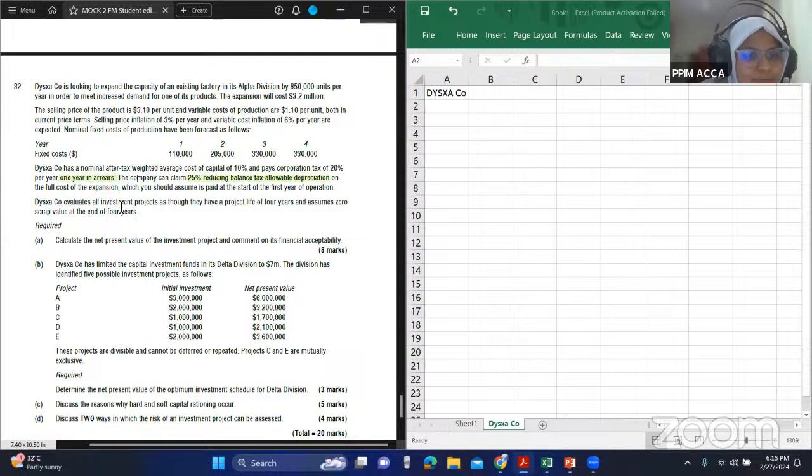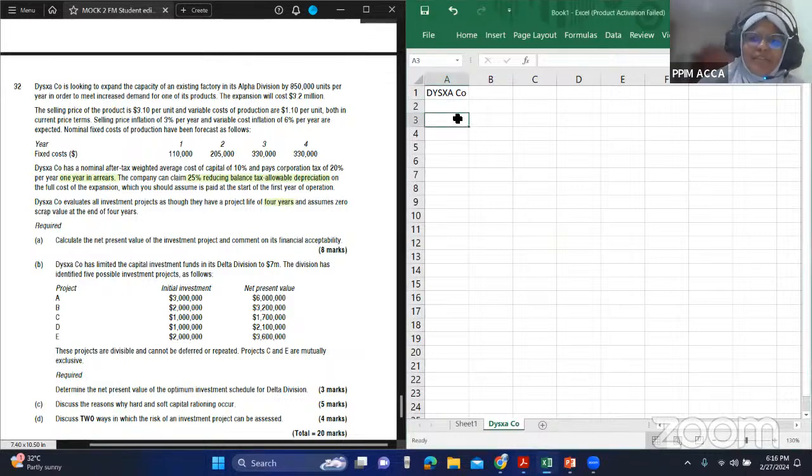Disca evaluates all investment projects as though they have a project life of 4 years. Okay, so it's 4 years and assumes 0 scrap value at the end of 4 years. Part A is asking you to calculate the net present value of the investment project and comment on its financial acceptability. So it's a very simple net present value classic question, 8 marks. If you can do it, if you see this, you should be very happy at your exam. Okay, right. So let's start.